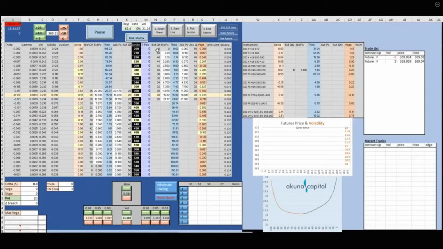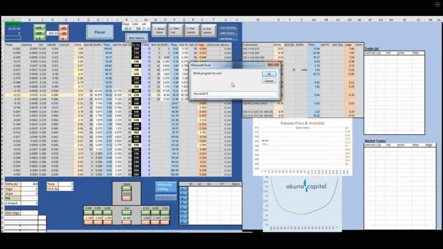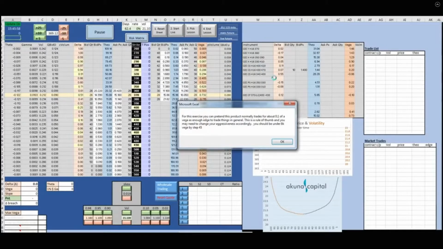Finally, we'll pick a lesson from the manual, and you'll have the users type it in. In this case, it's Akuna 4421, which is the name of the lesson to run. I'm going to hit OK, and then a pop-up will give students or users a bit of a rule of thumb as to how tight you want to be in markets, as well as some guidance on what vega limits you should be at by step 45, which is close to the end of the lesson.